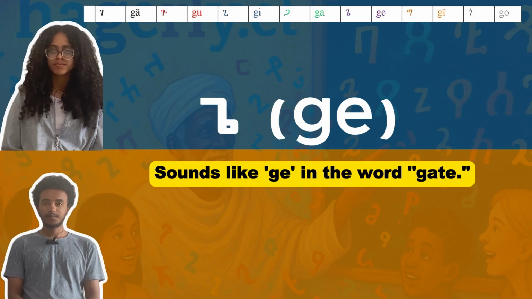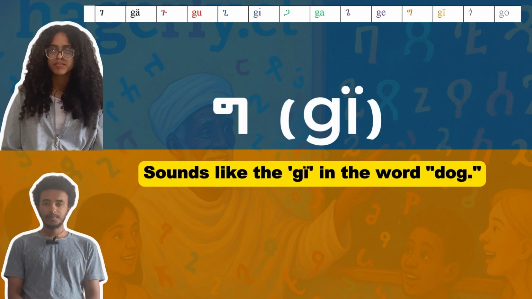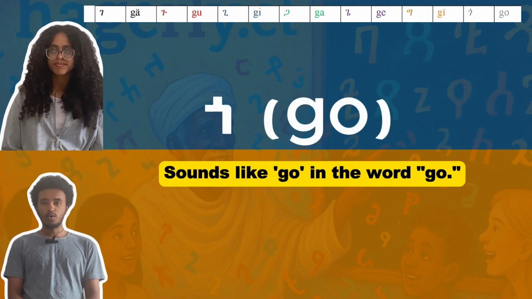Ge, Ge as in gate. Ge, G as in dog. Go, Go as in go.